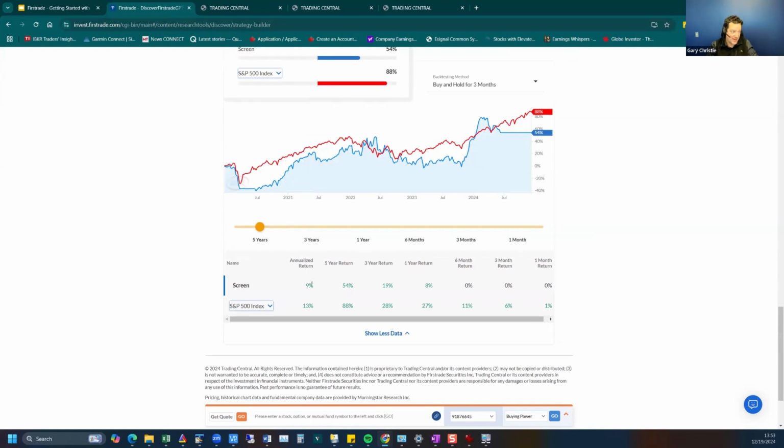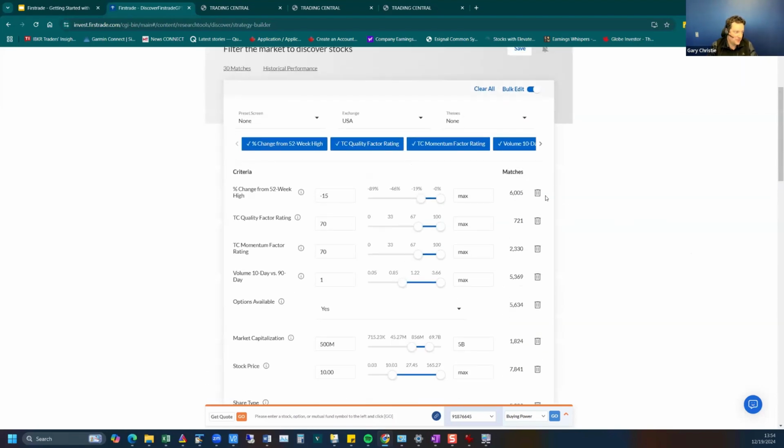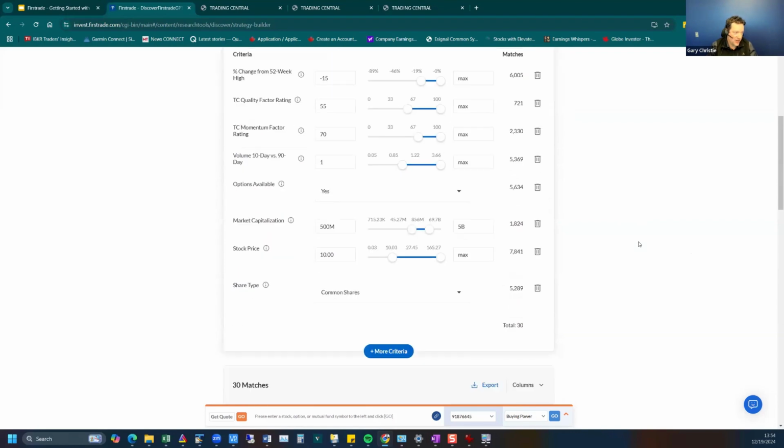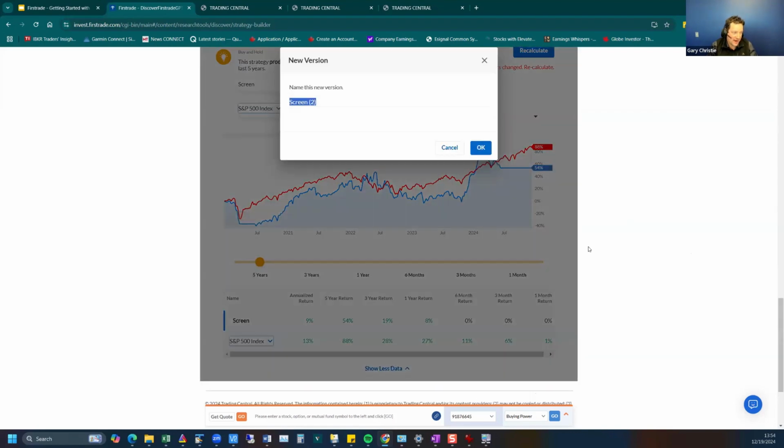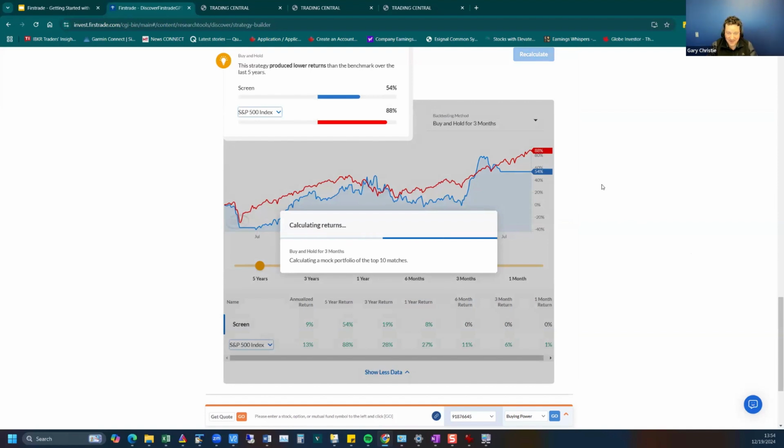This screen had like 9% return. Okay, so 9%, not horrible, not as good as S&P 500. We can see how it performs in the chart. We can always change the data, right, to try to improve it. So, if I be maybe less strict, I could change something like quality down to say, I don't know, let's just do like a 55, right? By changing one factor, let's just recalculate. Let's see if it does anything.